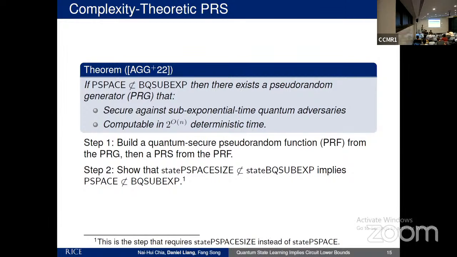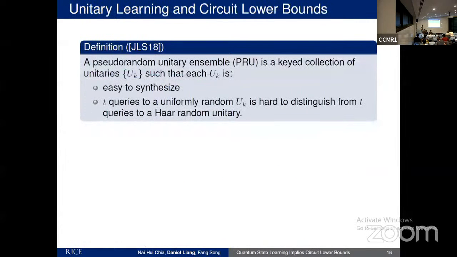In the interest of time, I won't go into the details, but you can again ask me about that later. Okay, and then I just want to add that there's also this notion of unitary synthesis that was introduced along with state synthesis, and that we can basically make similar statements about that.